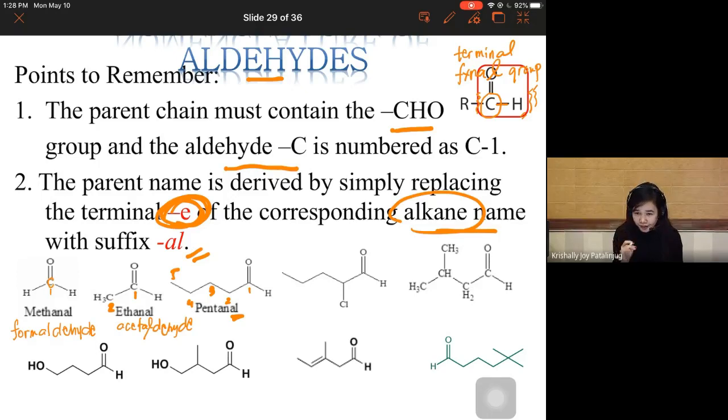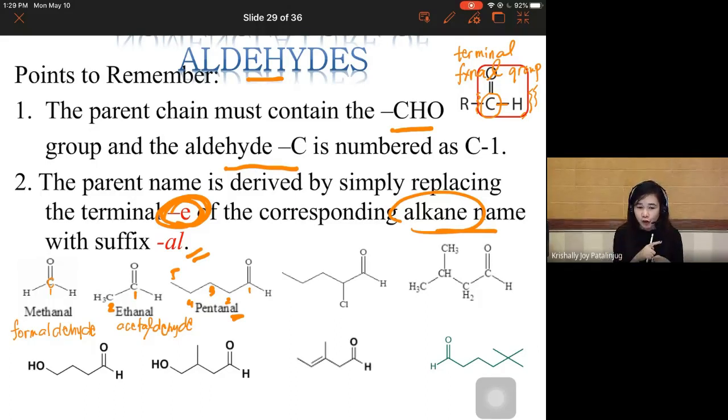Okay? So, question. How many do you think is the maximum number of aldehyde in a compound? Kung always siya nasa terminal, how many is the maximum number of aldehyde functional group in a compound? Very good. 2. Kaya di ba kung mangita kag parent chain, duha ramang yun ang tumoy. Either left or right, top or bottom.